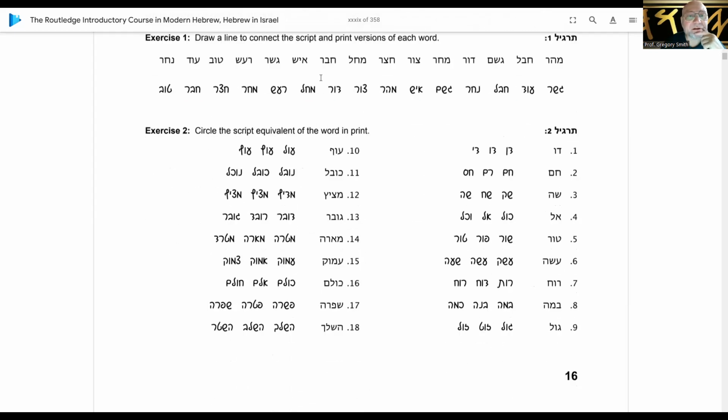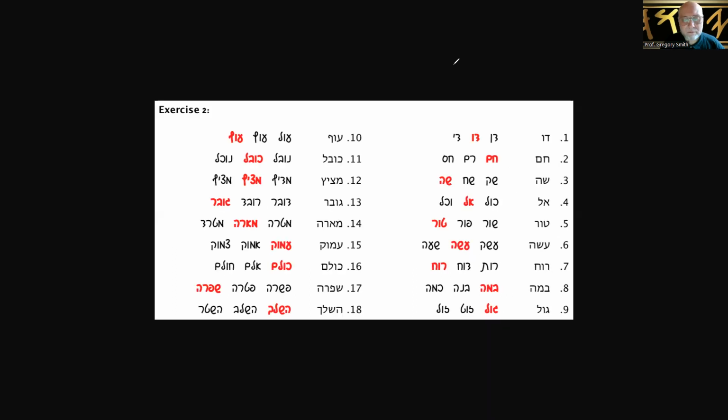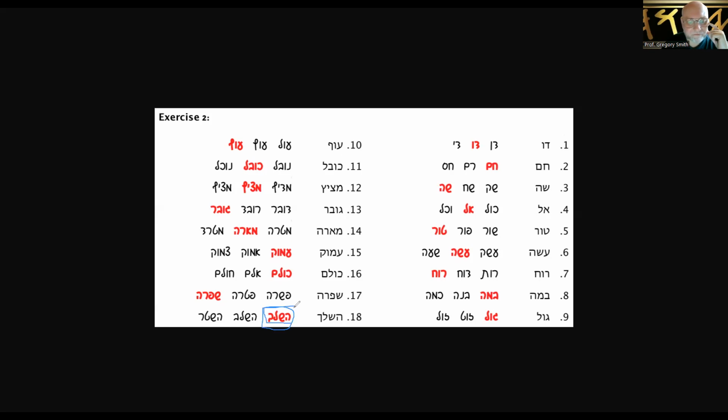So which one is it going to be? Hashalech. It's going to be this one here, the first one. So number 18 should be the first one. And there it is. Hashalech in cursive.